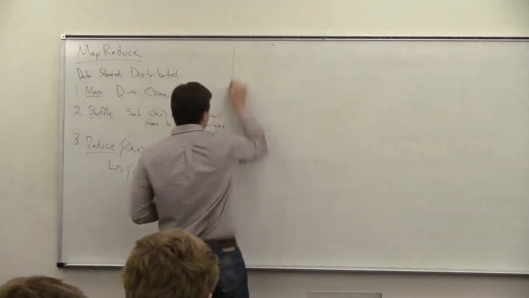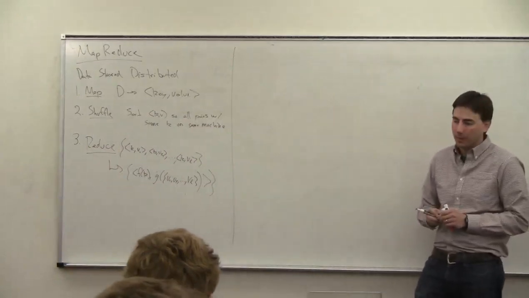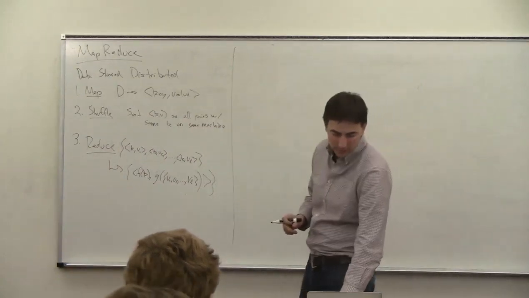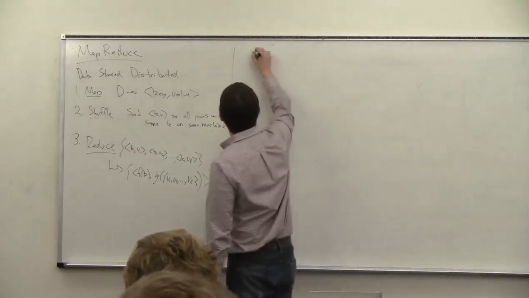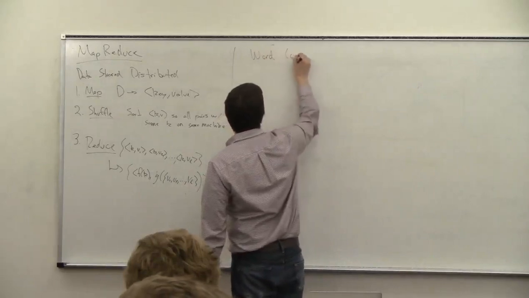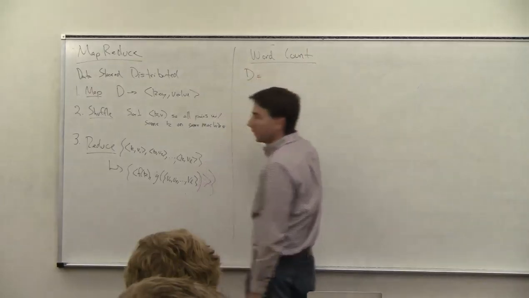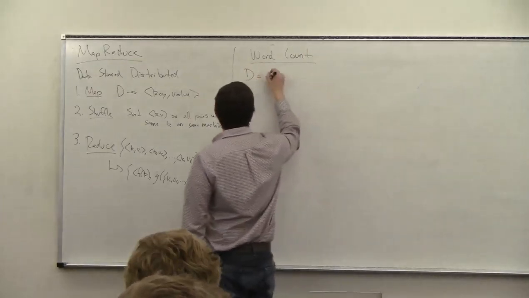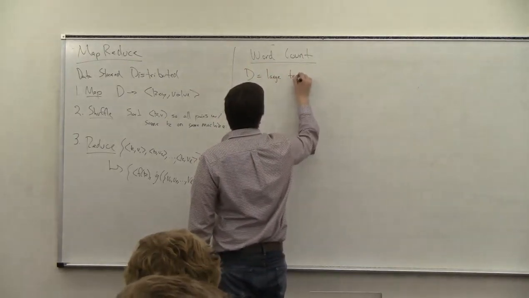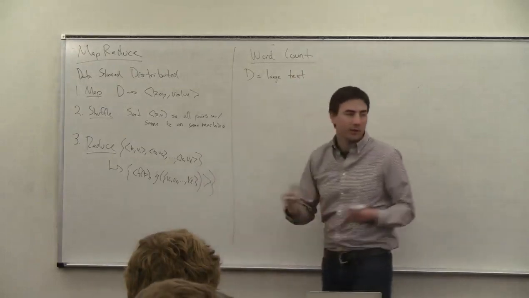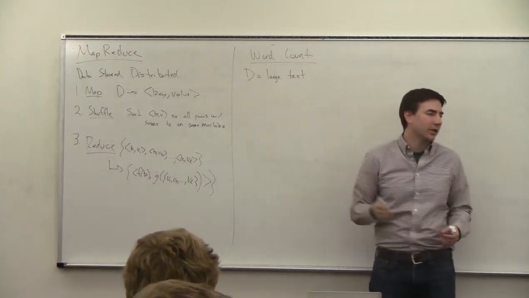Okay, so let me go through a couple of simple examples before we get back to the PageRank algorithm. So the first example that we did last time was the word count, where your data is going to be a large text document. So it's going to be a bunch of words with spaces in between them. And maybe there's punctuation that you ignore.